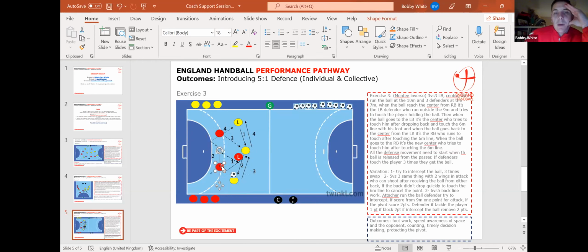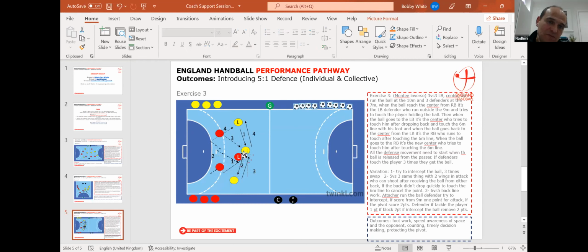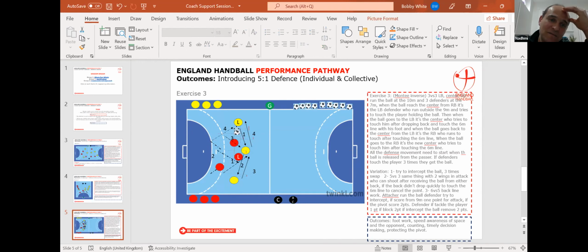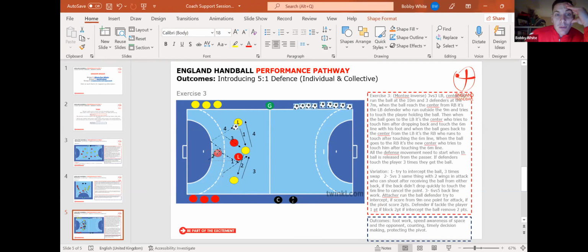Okay. When the ball goes back to the center, it's the opposite right back who tries to touch him. And then when the ball goes to the right back, it's the center who needs to touch the line. The same one from before? No, the new center. Yes, the new center tries to touch the line, and then goes out to the right back.